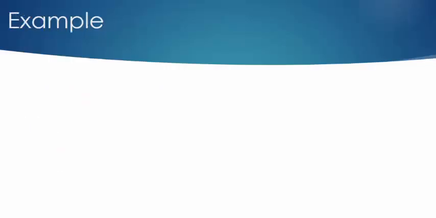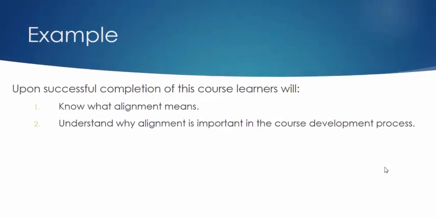As an example, in the MPC Online Quality Matters course, one of the things students need to know is the meaning of alignment and why it's so important to the course development process. So the objectives for that course might be written: upon successful completion of this course, learners will 1. Know what alignment means, and 2. Understand why alignment is important in the course development process. These are not measurable because, again, I don't know what the learner knows or understands unless the learner does something.